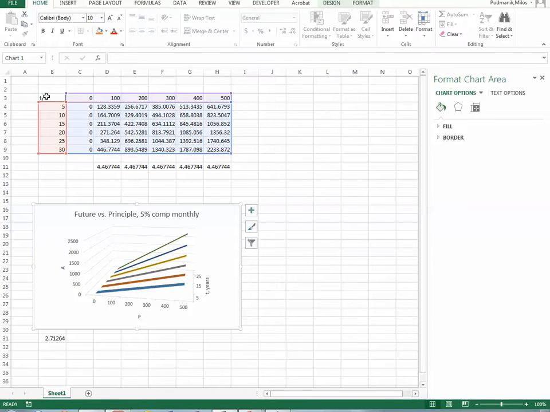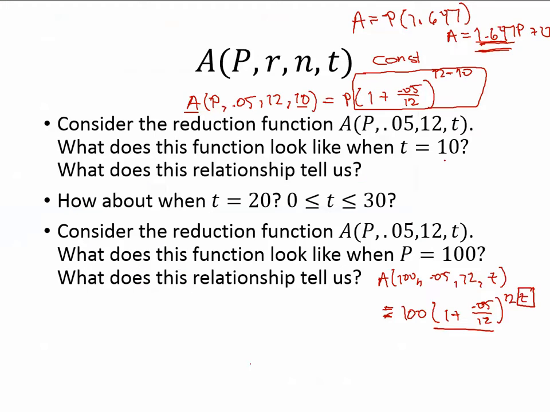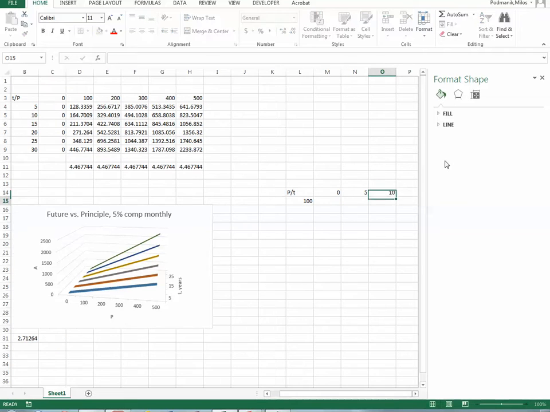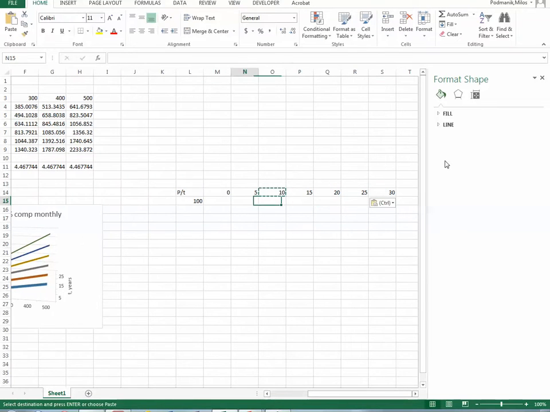So let me just make a new data table here. And actually, I'll do it down here so that I can now put p and t. So I'll put t along the rows, since we're going to be fixing p at, let's say, 100, and I'll look at it for different time periods. Maybe I'll just go in 5-year increments, this plus 5, take this maybe up to time 30 and look at the future value.